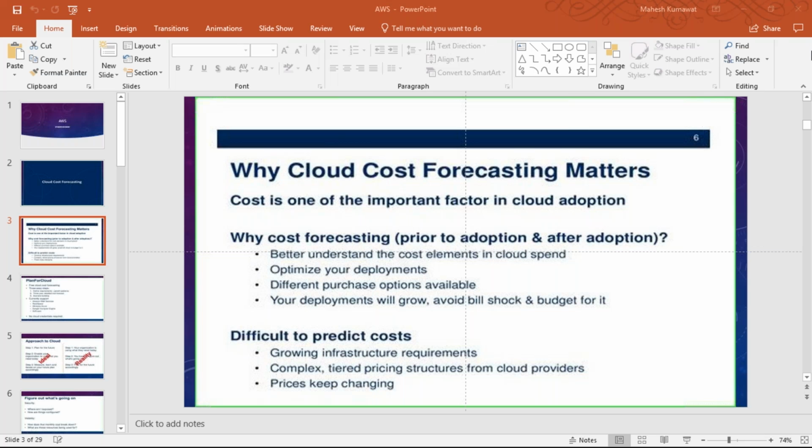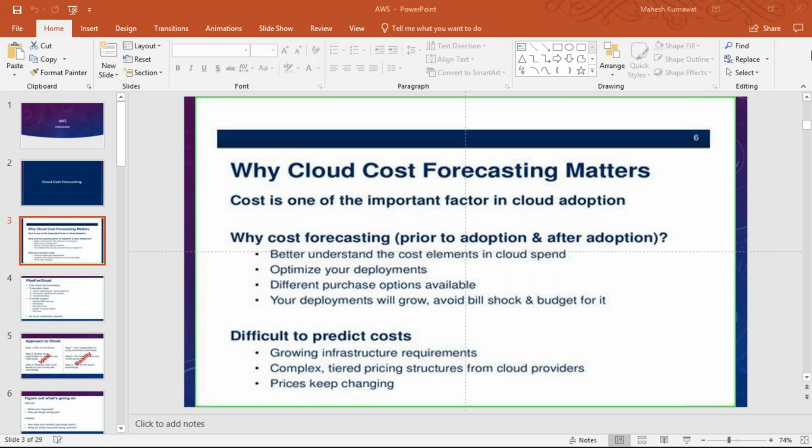Why cost forecasting? To better understand the cost elements in the cloud spend, optimize your deployments, understand the different purchase options available, plan for how your deployments will grow, avoid bill shock, and budget for it. When we're talking about forecasting, it is about optimizing your deployment. If you have different kinds of deployments because you are working in a globalized environment, you have different features available in AWS, and things are fast growing and changing in modern times. So as per the demand of the markets, you can adopt the technological changes in your AWS environment.